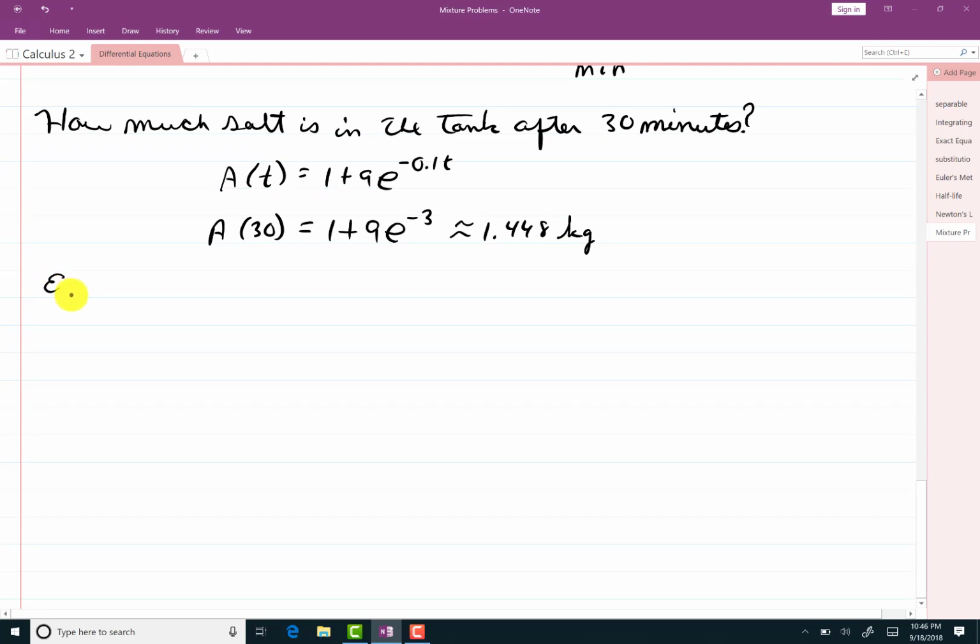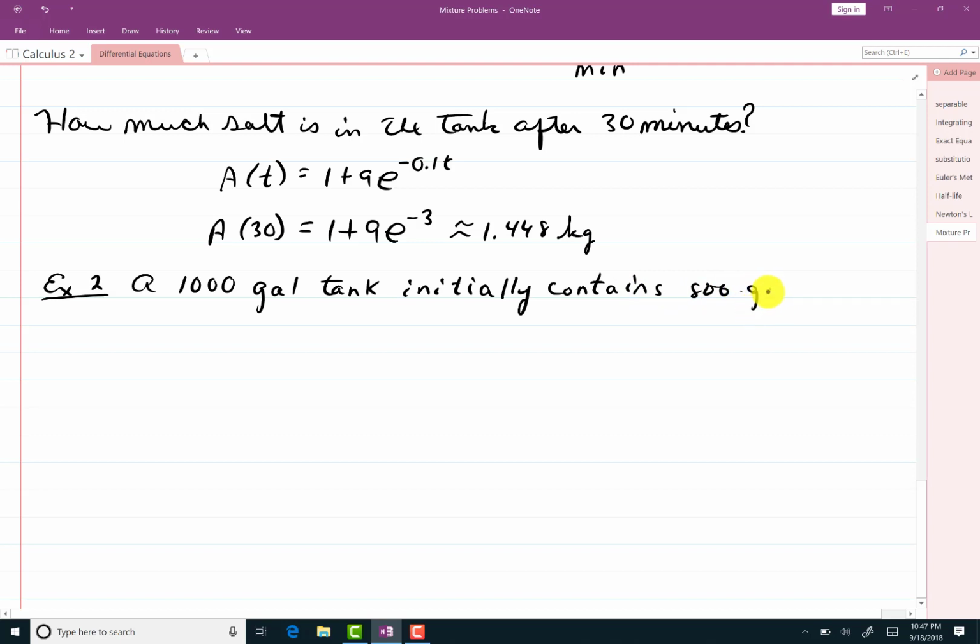For example 2, we have a more complicated situation. A 1,000 gallon tank initially contains 800 gallons of water with 2 ounces of pollution.